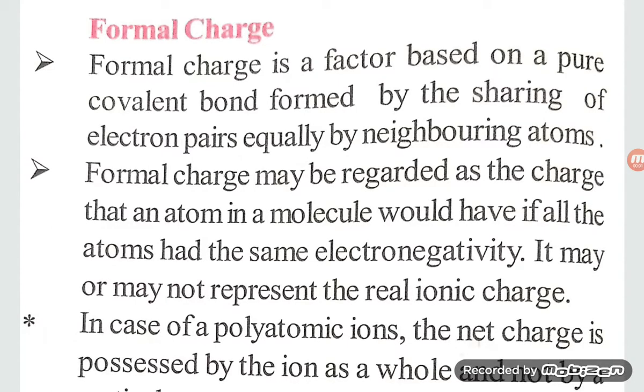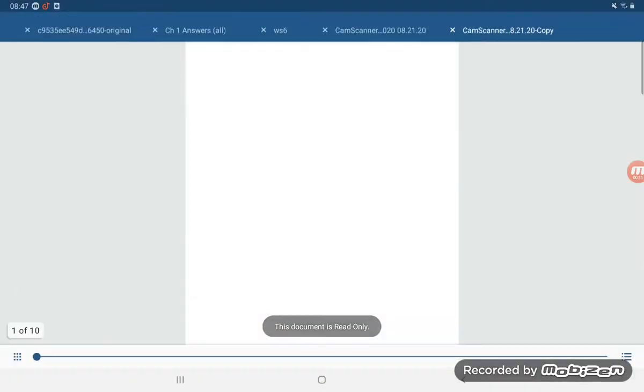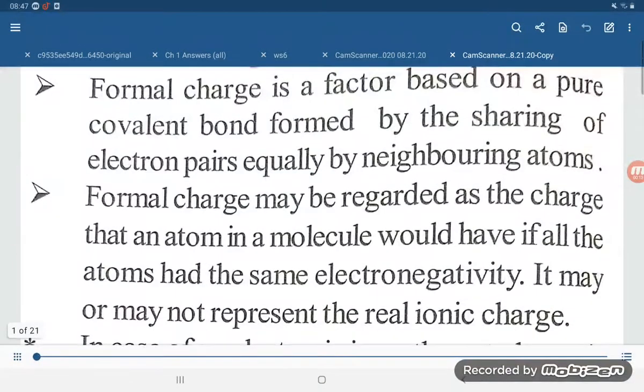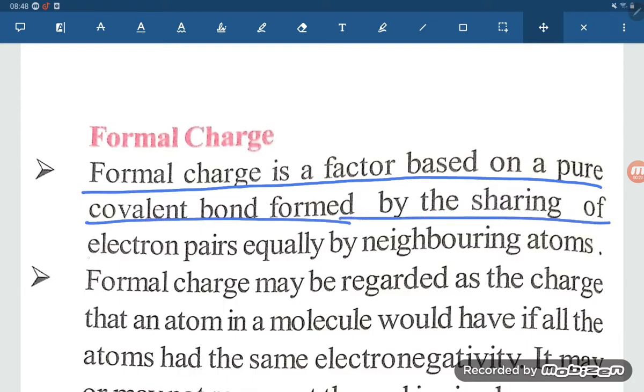Students, now let us see the formal charge from the Narayana NEET book only. Okay, so what is formal charge? Let us read out the statement and then we will be able to answer one by one. Firstly, when you are going to understand the formal charge, you will find formal charge is a factor based on a pure covalent bond formed by the sharing of electron pairs equally by neighboring atoms.